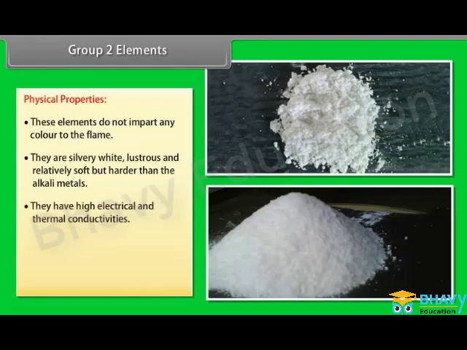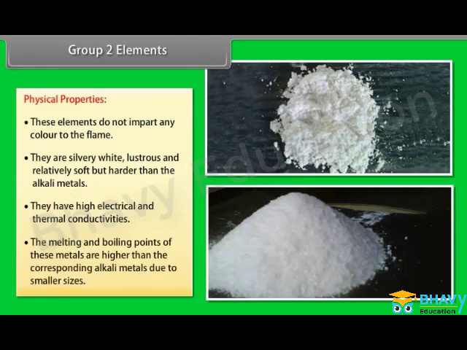They have high electrical and thermal conductivities. The melting and boiling points of these metals are higher than the corresponding alkali metals due to smaller sizes.